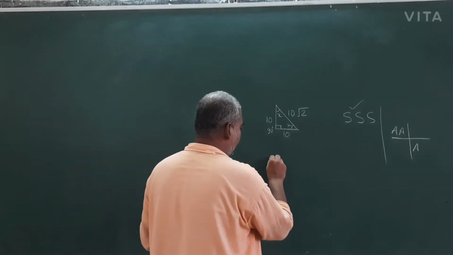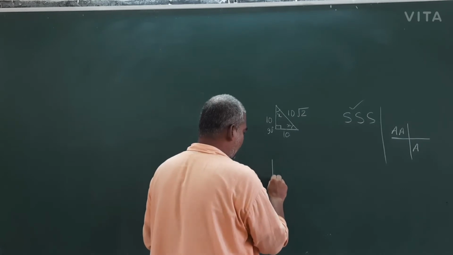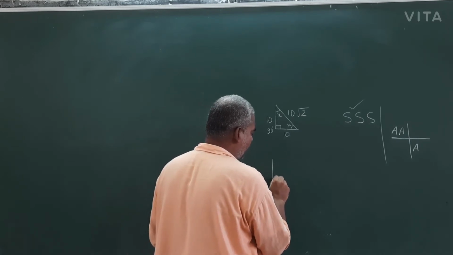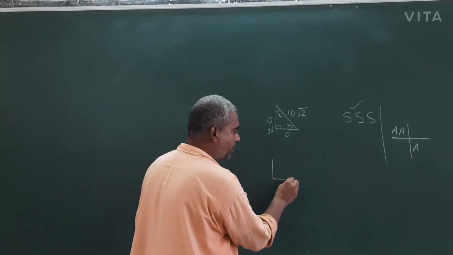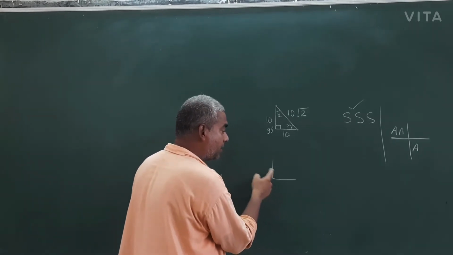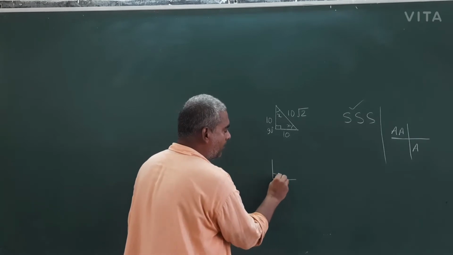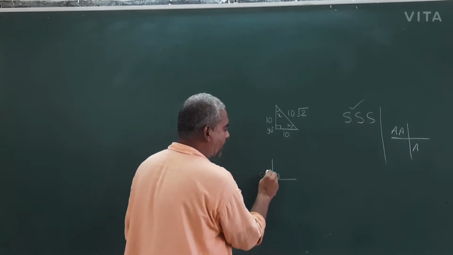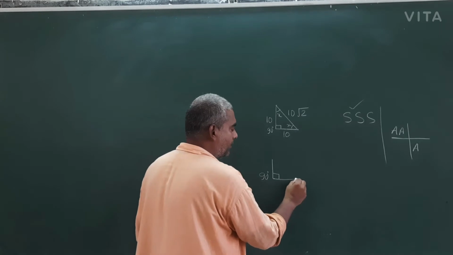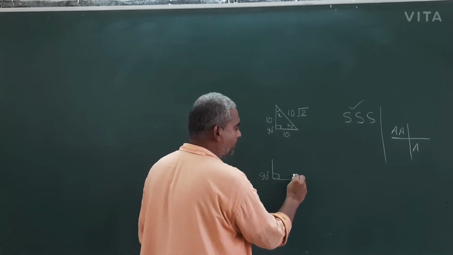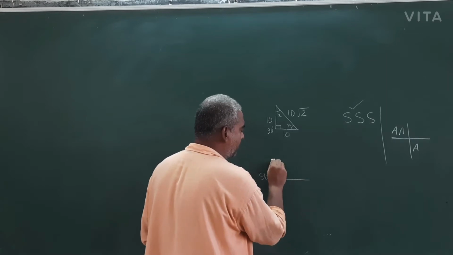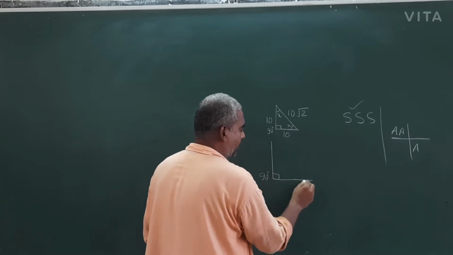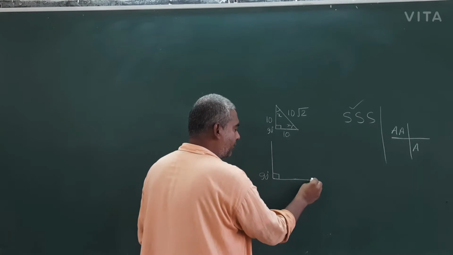Sir, I have a triangle in which I don't know the length, whether the sides are equal or not. I only know this one angle is 90 degrees, this angle is 45, and this angle is 45. Okay, let me draw somewhat bigger. This angle 90 degrees, this angle 45.